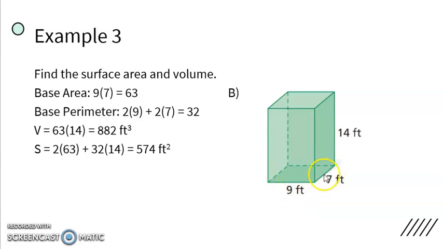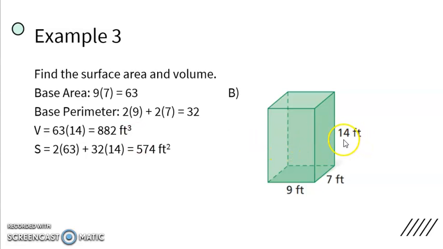The area of the base rectangle is 9 times 7, which is 63. The perimeter of the base is 2 times 9 plus 2 times 7, which is 32. To find the volume of this, I take the area of the base and multiply by the distance between the two bases, the height.